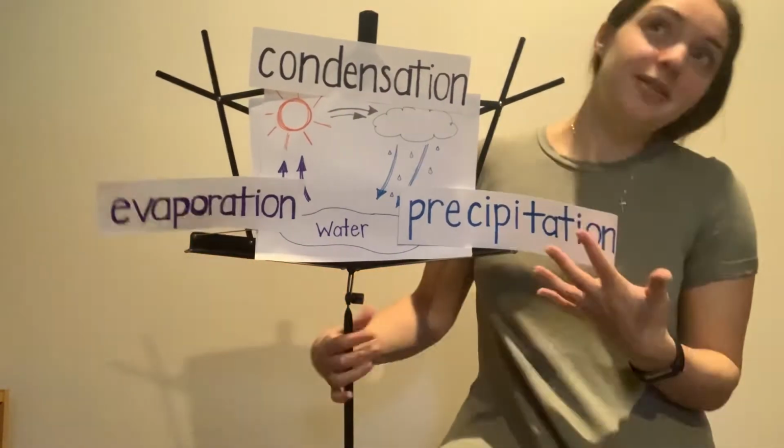So, of course, Miss Serrano has a song for you about the water cycle. And it goes to the tune of She'll Be Coming Round the Mountain. So if you know that song, then you already know kind of how to sing this song. So let's listen to the words and then you'll have a chance to sing with me.